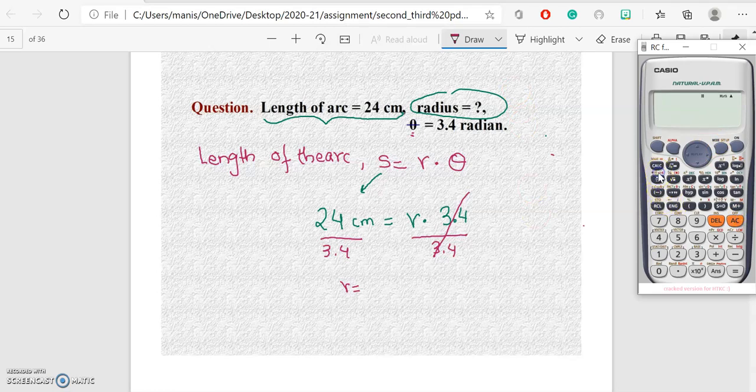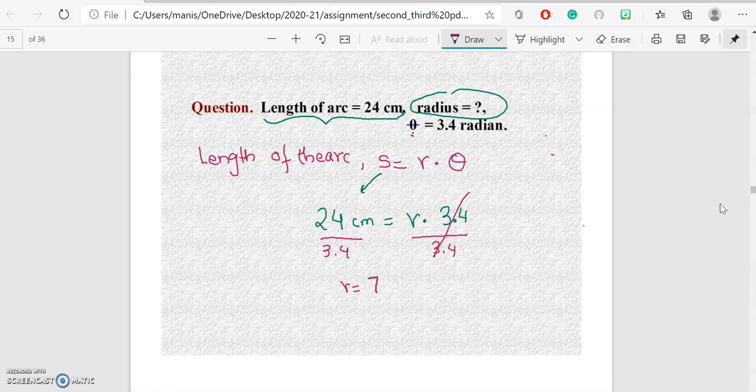So fraction button over here. This is 24 divided by 3.4, and my answer is 7.058. Alright, so my answer is 7.058, here you go. So I'll write it over here. R is equal to 7.058. Now our unit will be centimeters, and this is my answer for this question.